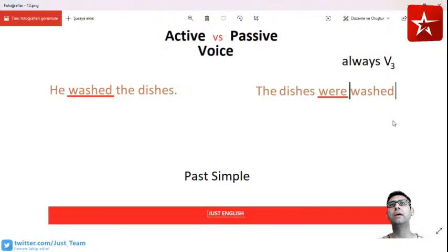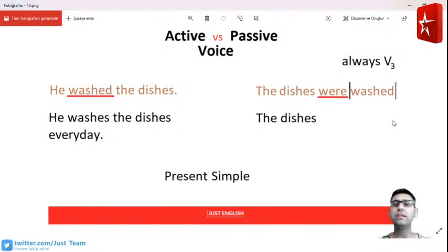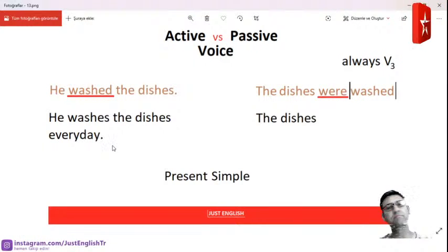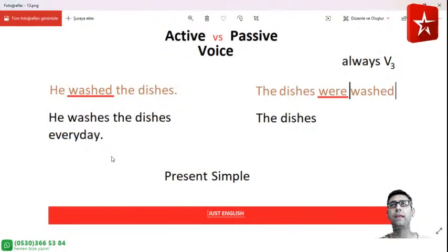Every verb that is used in passive voice is used in past participle form. Okay, that's very important. And present simple, let's change the tense here. He washes the dishes every day. Now this is something he does basically every day, and it's his routine. So when we talk about our routines, habits, or scientific facts, we use present simple. All right, so here's how we use present simple.